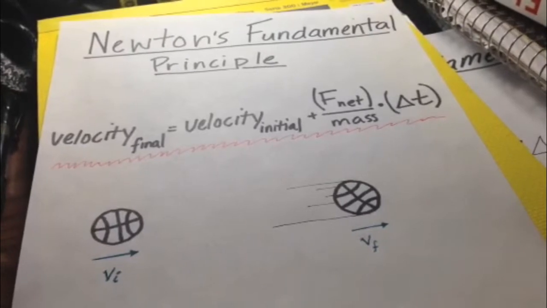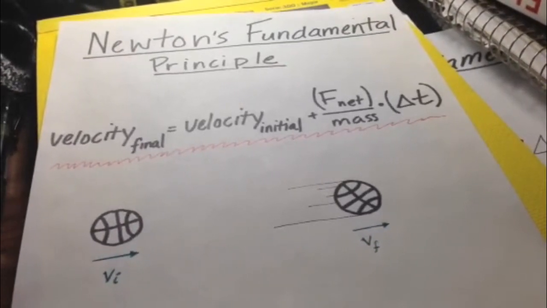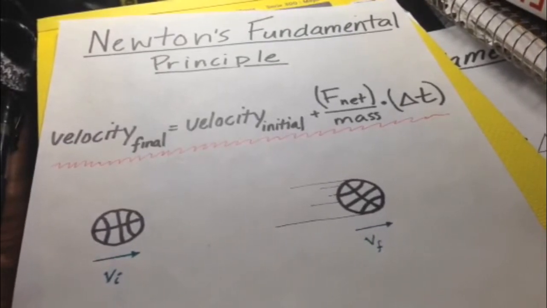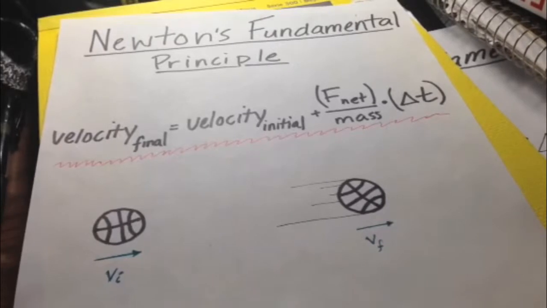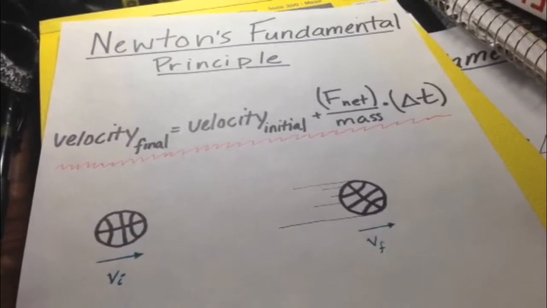Newton's fundamental principle, or Newton's second law, is as follows. The final velocity of a moving object is equal to the initial velocity plus the net force acting on that object divided by its mass times the duration.